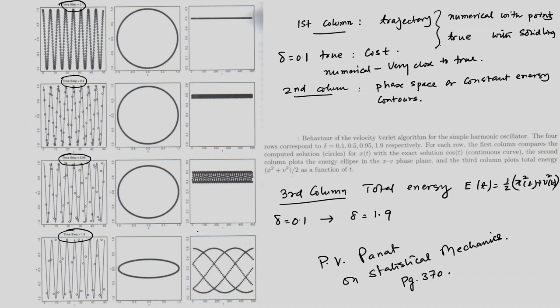So, that tells that going from delta equal to 0.1 to delta equal to 1.9, the solutions have sufficiently deteriorated, and beyond that, that is for delta greater than 1.9, there is no solution that is oscillatory, and hence it cannot be an acceptable solution or a numerically stable solution. So, we have to reject all these solutions.